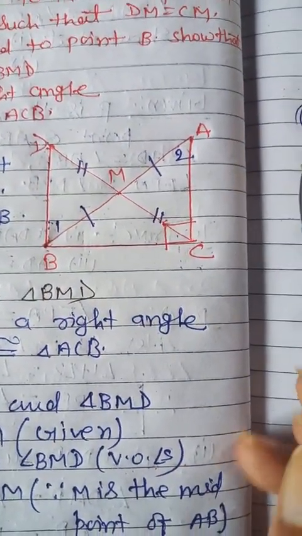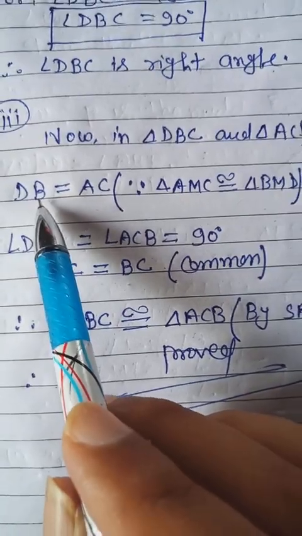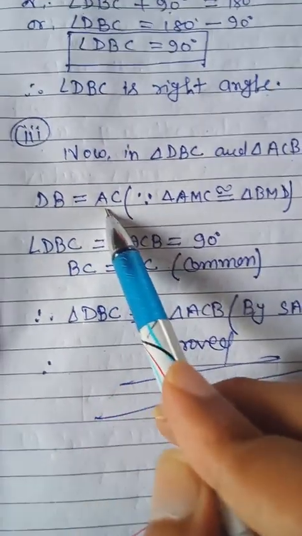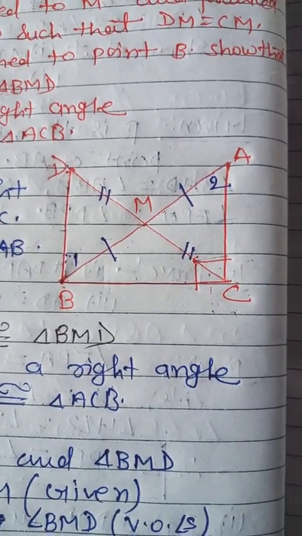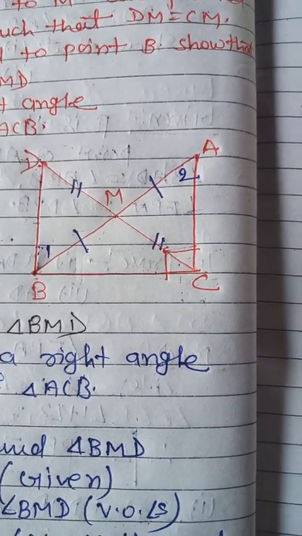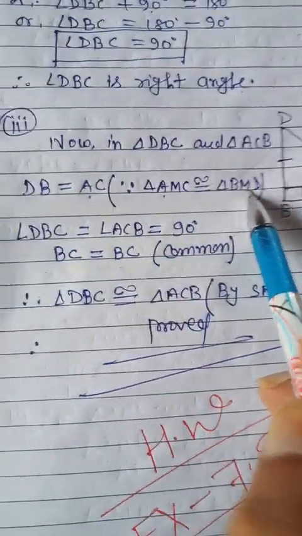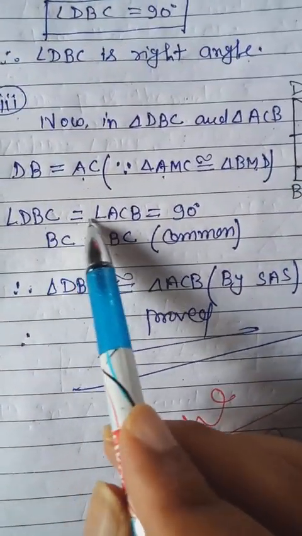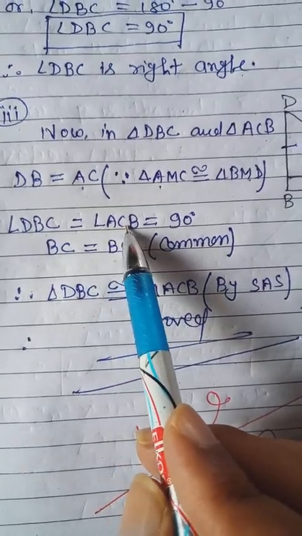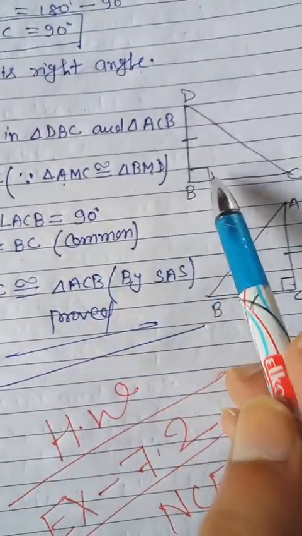AC by CPCT. So we can write DB equal to AC because AMC is congruent to BMD. Okay, angle DBC is equal to angle ACB is equal to 90 degrees.